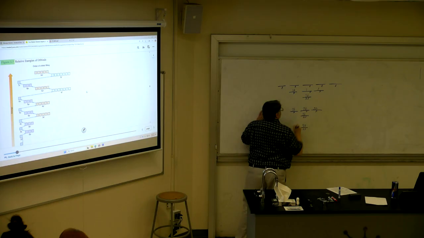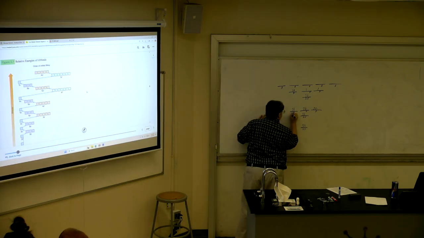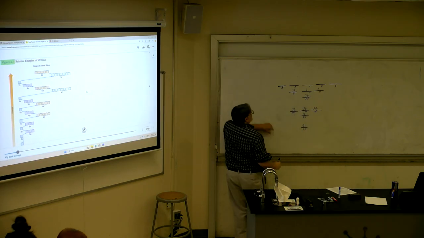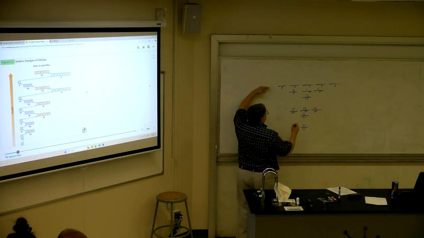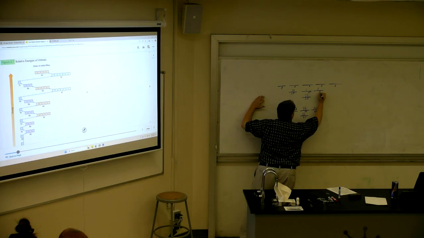This by itself comprises the first shell. So this is a 1s. This comprises the second shell, so that's 2s. This is the third shell, so that's 3s. These are 2p orbitals. 2p, 2p, 2p.